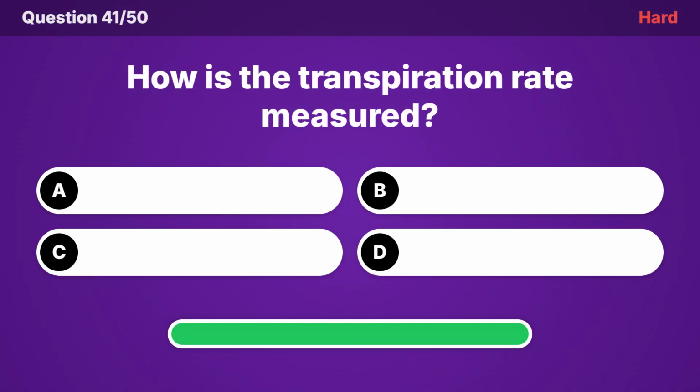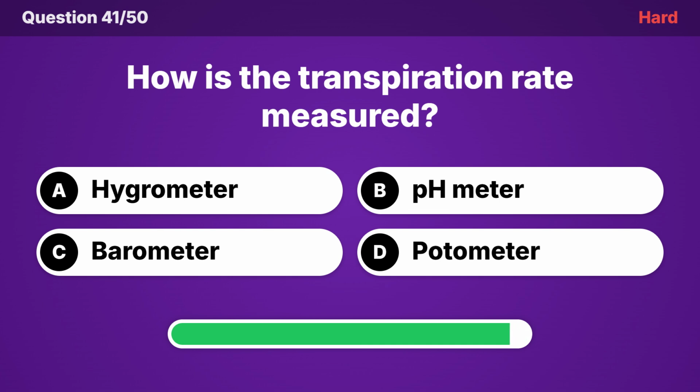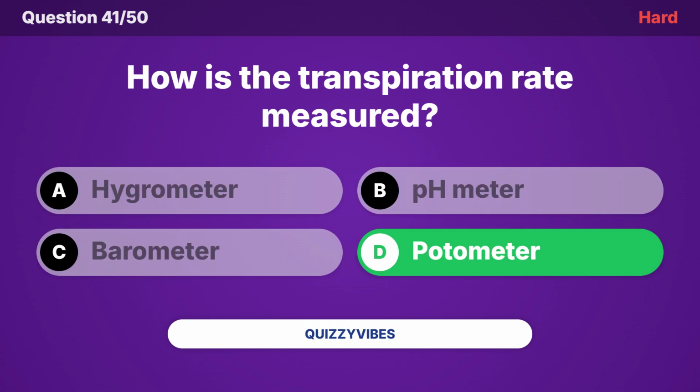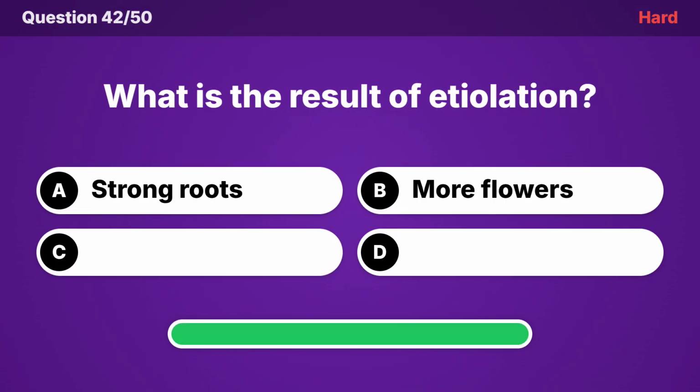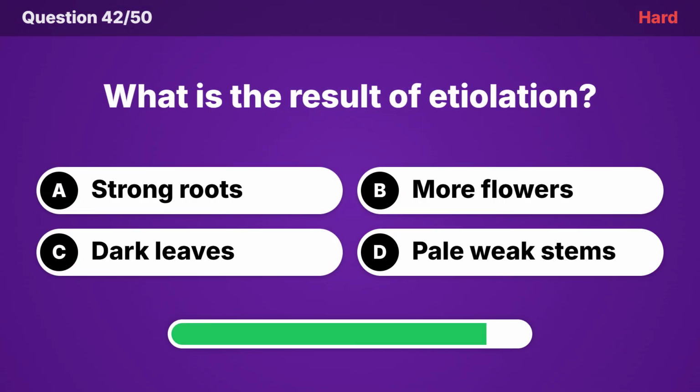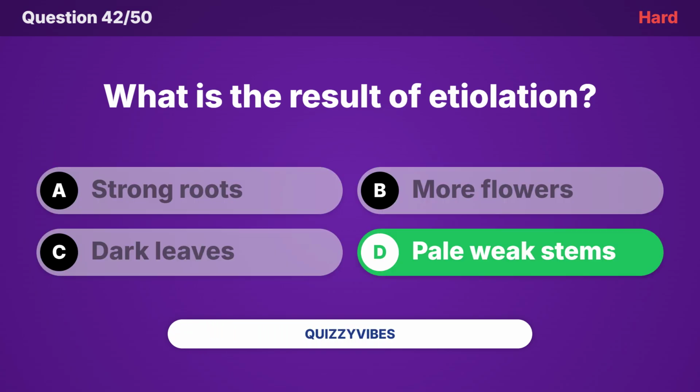How is the transpiration rate measured? Time's up. It's potometer. What is the result of etiolation? The answer is pale, weak stems.